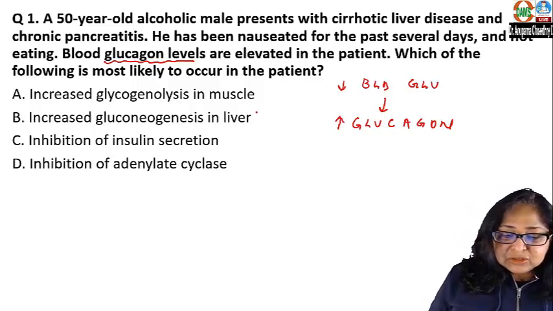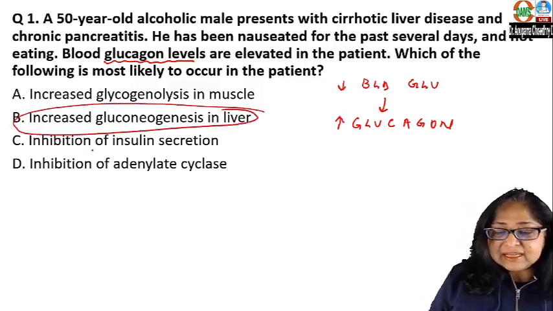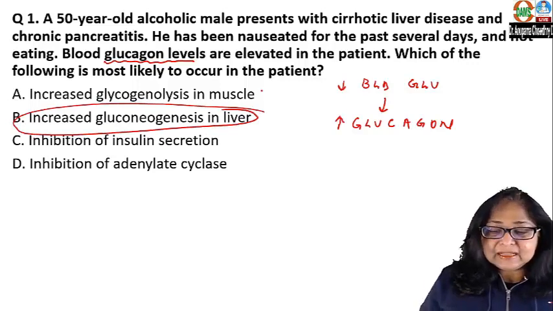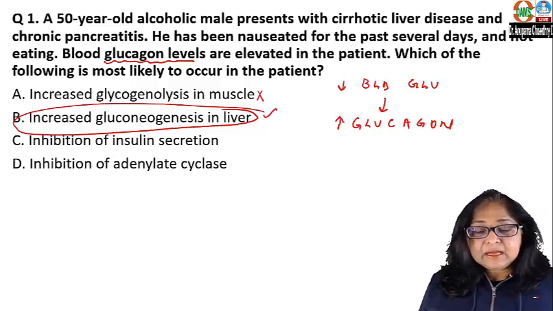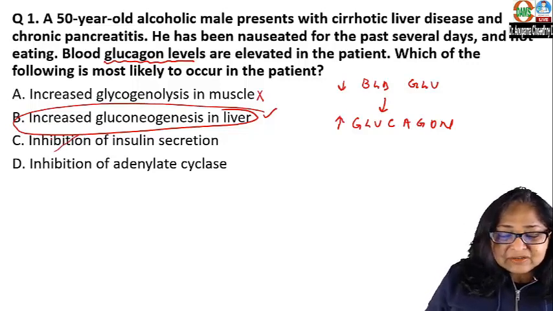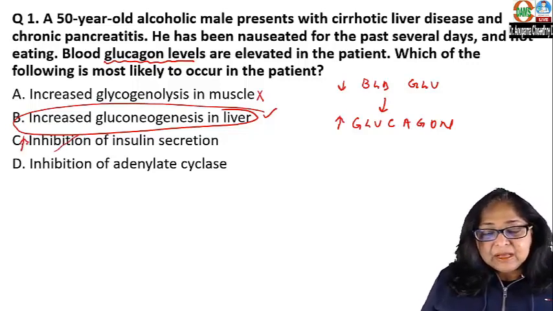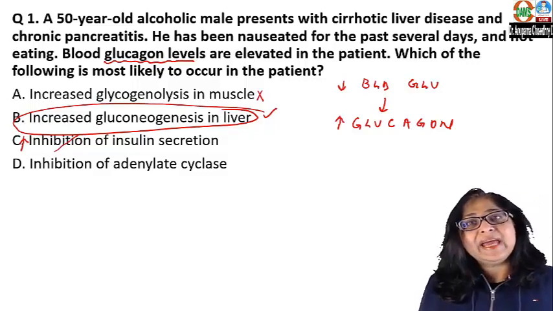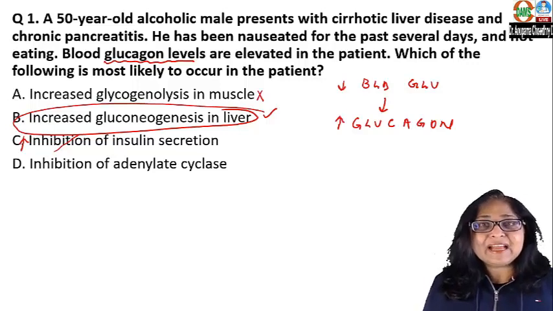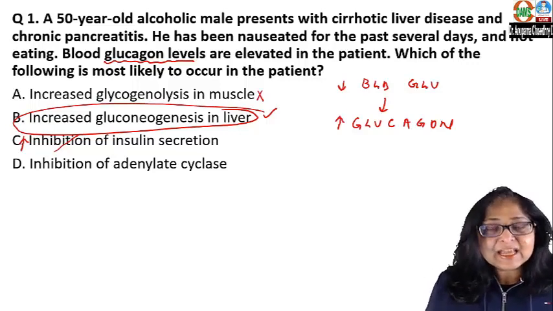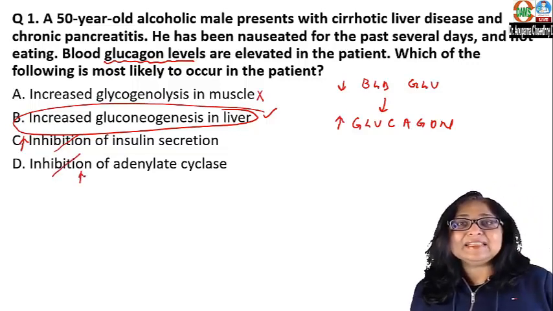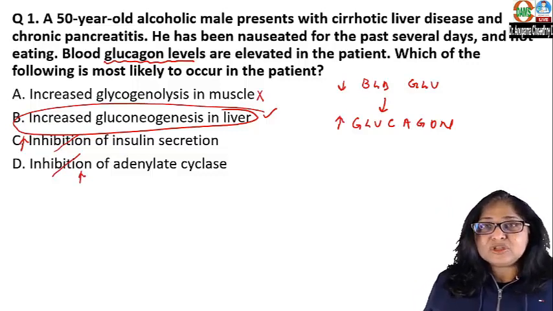So my answer to this question will be increased gluconeogenesis in the liver. It also increases glycogenolysis, but not in the muscle, in the liver. What is the action of glucagon on insulin secretion? Glucagon increases the insulin secretion. The second messenger for glucagon activity is cyclic AMP. Glucagon will act on its receptor, increases the activity of the adenylate cyclase, which increases cyclic AMP. So this in fact increases the adenylate cyclase activity. So my answer to this question is B.